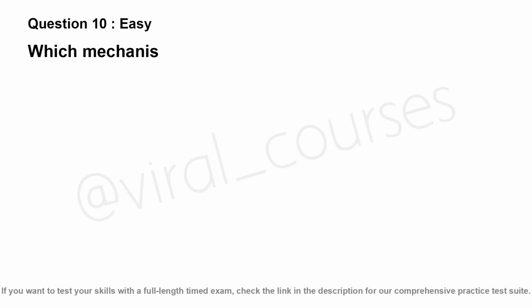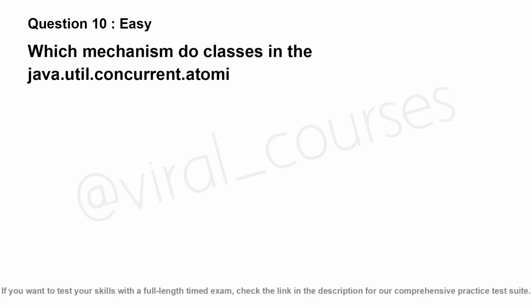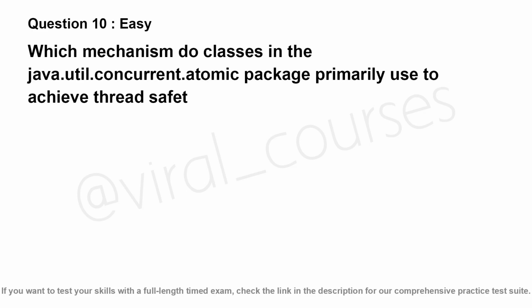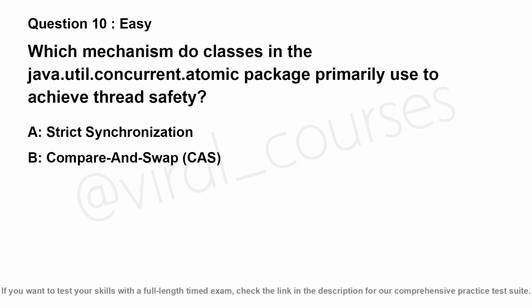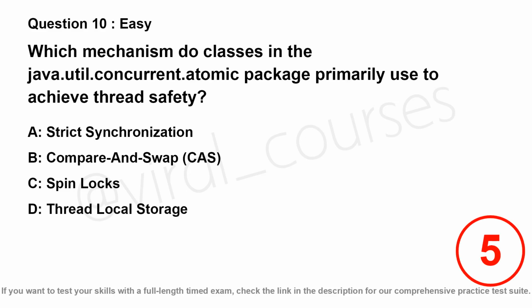Which mechanism do classes in the java.util.concurrent.atomic package primarily use to achieve thread safety? Option A. Strict synchronization. Option B. Compare-and-swap, CAS. Option C. Spin locks. Option D. Thread-local storage.